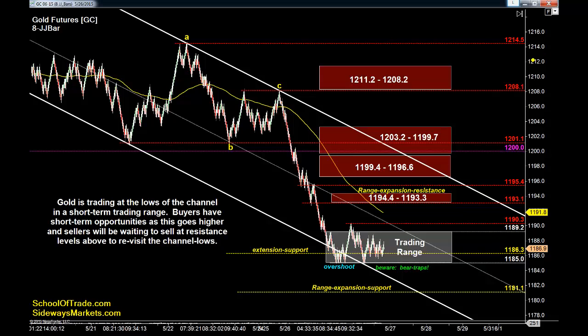Whatever you do, do not sell these lows on the gold for tomorrow with those bear traps just waiting to take your money. If you want to be a seller, wait for price to get up into these resistance areas overhead, and that's where you're going to get the easy money out of the market.